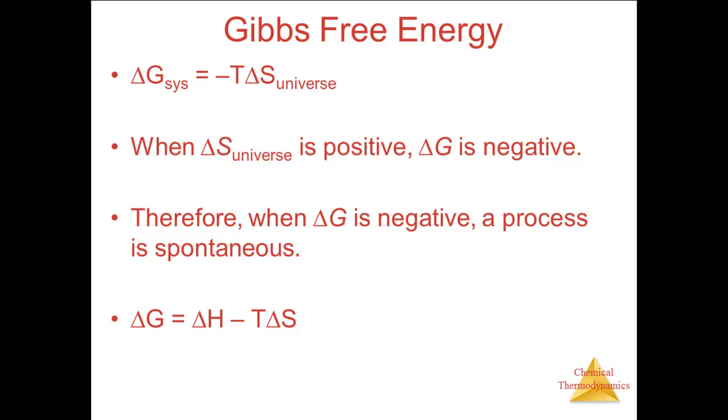The Gibbs free energy is the energy available to do useful work, and for any system, we can calculate the Gibbs free energy using the equation delta G equals delta H minus T delta S. We will look further into the Gibbs free energy in the next lesson.